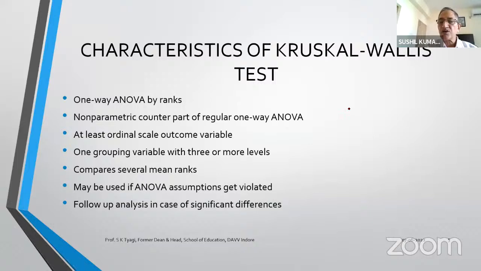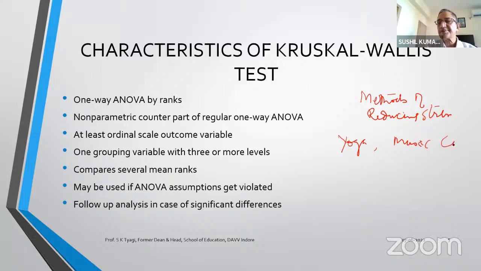Say we are comparing 3 or more than 3 groups. Suppose there are 3 methods of reducing stress. These 3 methods are: one is yoga, another is, for example, music, third is, say, counseling. So we take 3 groups randomly and give them treatment to reduce stress. One is given yoga sessions per day for a week, another is treated through music, and third is given counseling. After that we compare their means, mean 1, mean 2, mean 3.